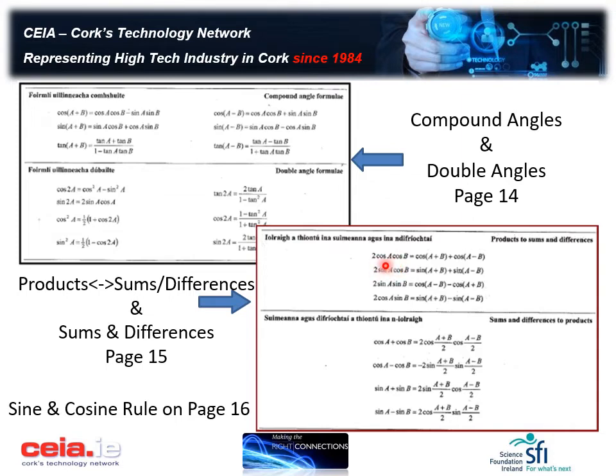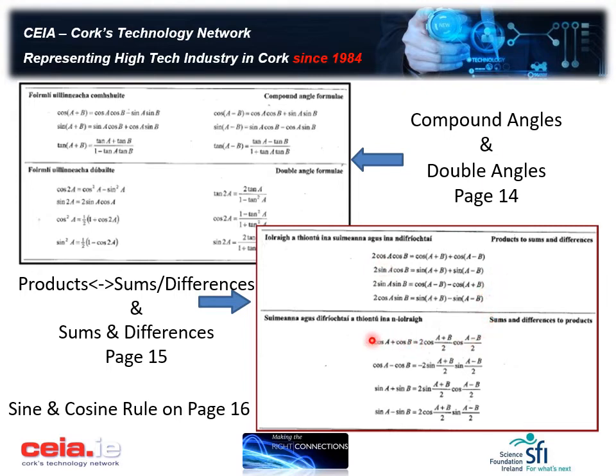And that could be taking a product and making a sum out of it, so cosine something plus cosine something, or making a difference out of it, cosine something minus cosine something. So this section gives us the products to sums or differences section. Okay.